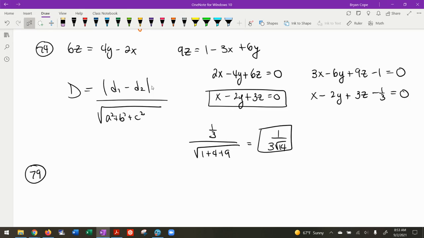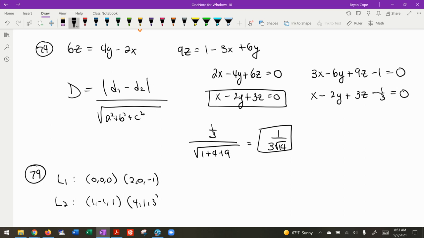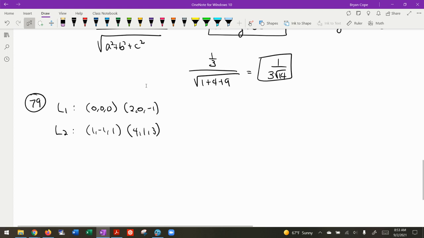Okay, and 79. Let L1 be the line through the origin and the point 2, 0, negative 1. So L1 contains the origin and the point 2, 0, negative 1. And L2 contains 1, negative 1, 1, and 4, 1, 3. Find the distance between L1 and L2. Okay, so this is just like what we did in class. So we're going to follow that process. Direction vector number 1 is 2, 0, negative 1. And direction vector number 2 is 3, 2, 2.